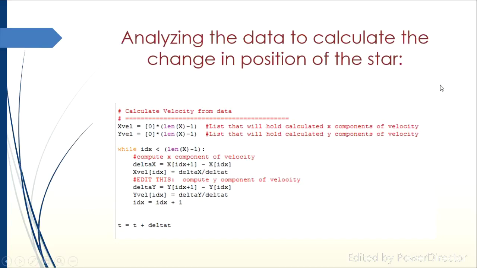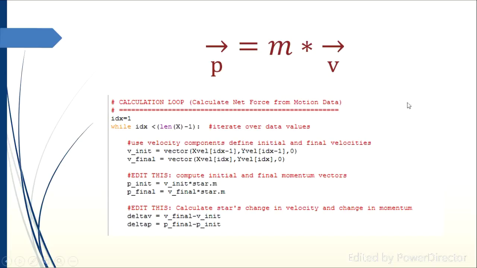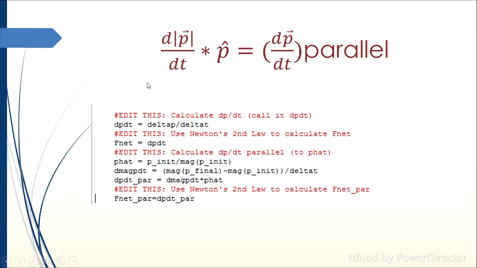We analyzed the data to calculate the change in position of the star using the data that we got from the Excel file. We used the computations that we made in the previous slide to calculate the initial and final velocity and the initial and final momentum. We used those numbers to calculate the net force acting on the star and consecutively the parallel component of that net force.